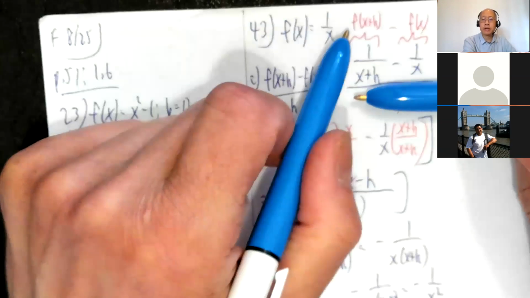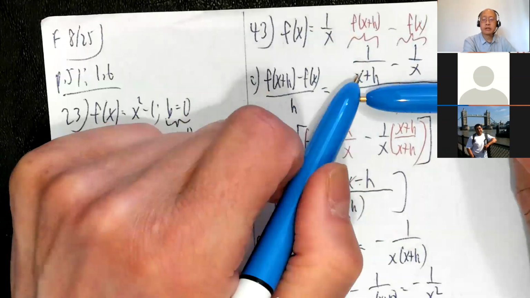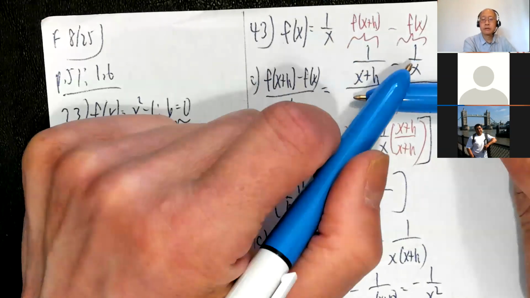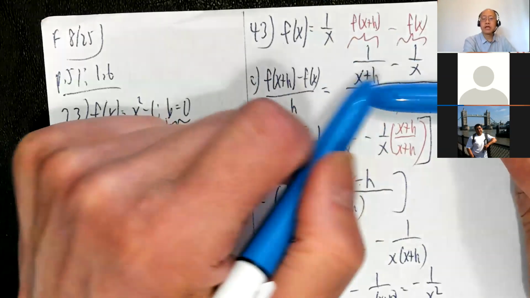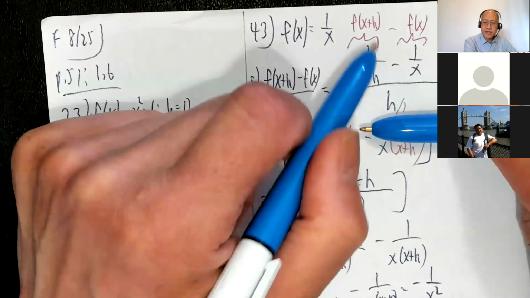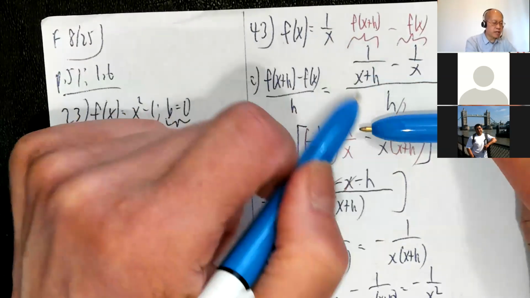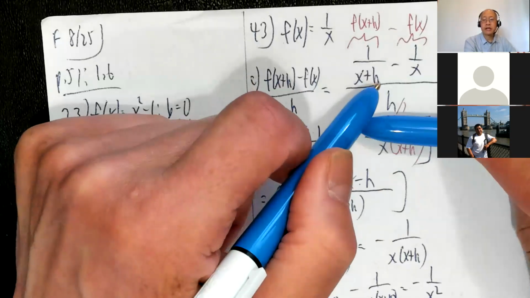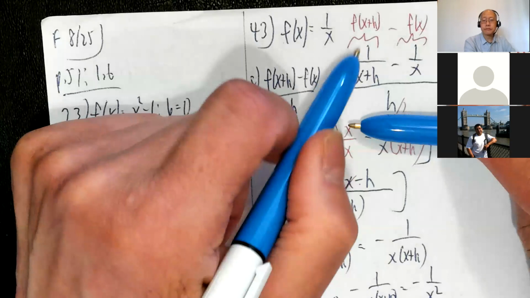So this junk right over here is 1 over x plus h minus 1 over x, all divided by h, like so. So this is my expression, except we normally don't want to leave it like that because that's way too messy. Okay. So I need to make this a little bit better.